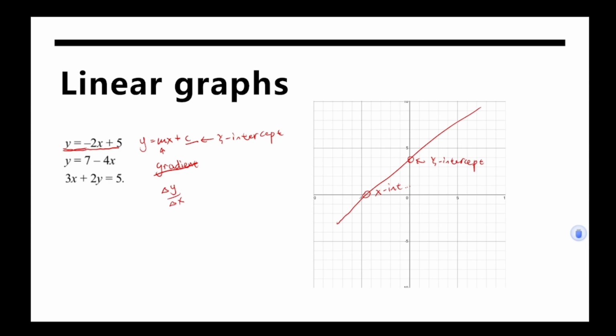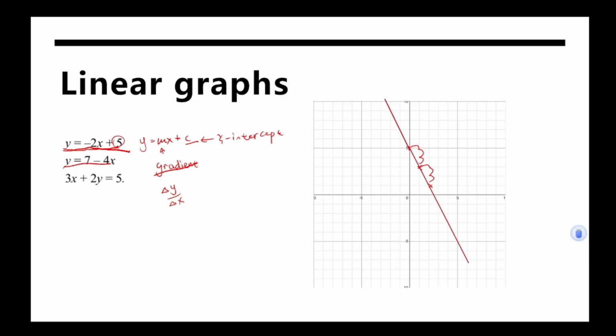For example, here, the graph looks something like this. First, we find the y-intercept, 5. Positive 5 is here, mark the point. Then -2 is the gradient. Negative is going downwards like this. So for every x value, y goes down by 2. Another point is here. For every x value, y goes down by 2. Another point would be here. And the line will be something like this.